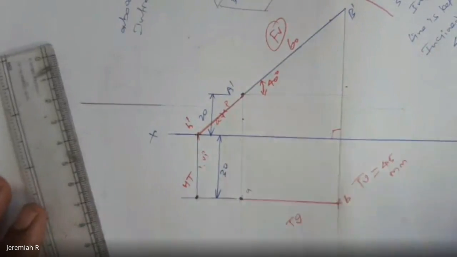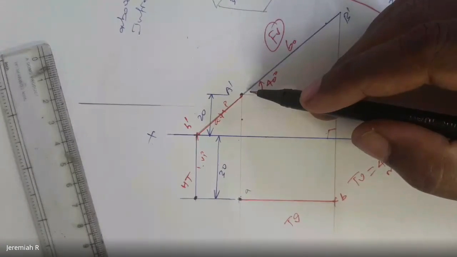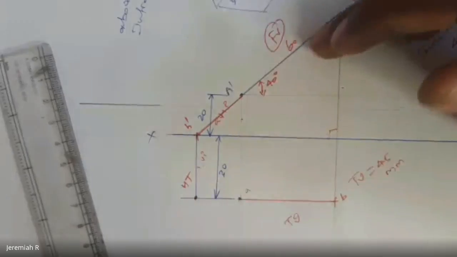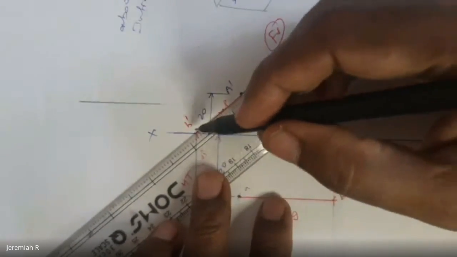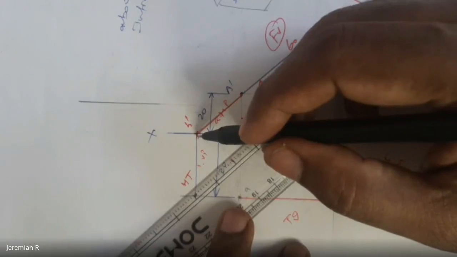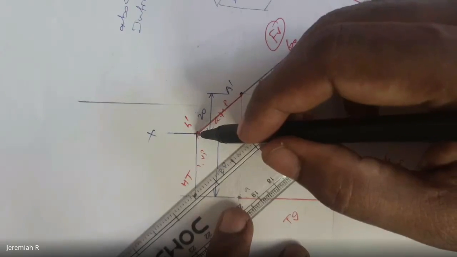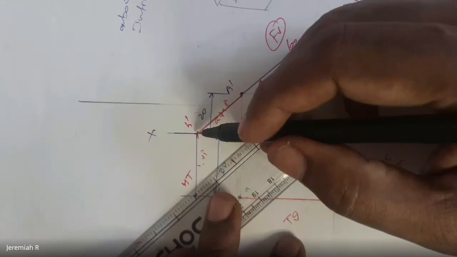I'll repeat what I did here. I'm extending this line, and that extension line will intersect on the XY line. So here I'm giving the name H dash.